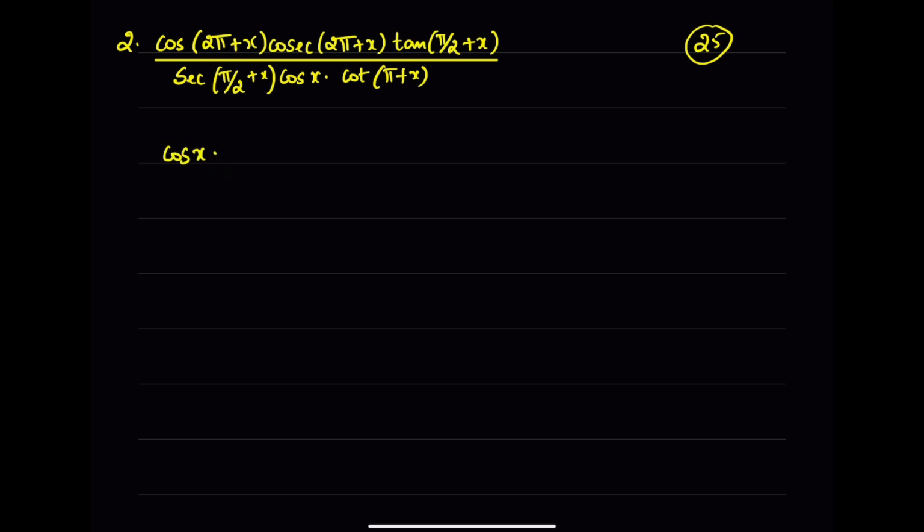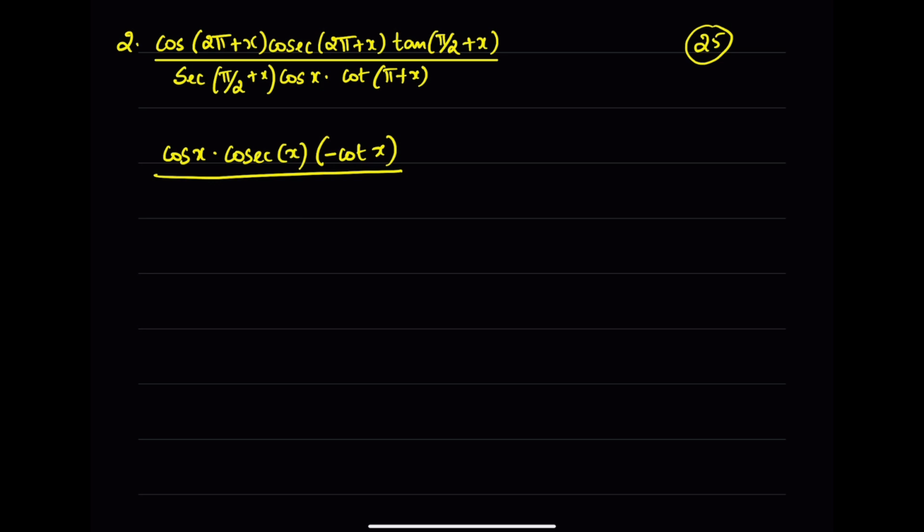Cosecant of 2 pi plus x is 1 by sine of 2 pi plus x. So this is positive in the first quadrant. So we can write it as cosecant of x, because sine of 2 pi plus x is sin x. Now tan of pi by 2 plus x, this value will be in the second quadrant, and in the second quadrant tan and cot are negative. So this will change to minus cot of x divided by secant of pi by 2 plus x.